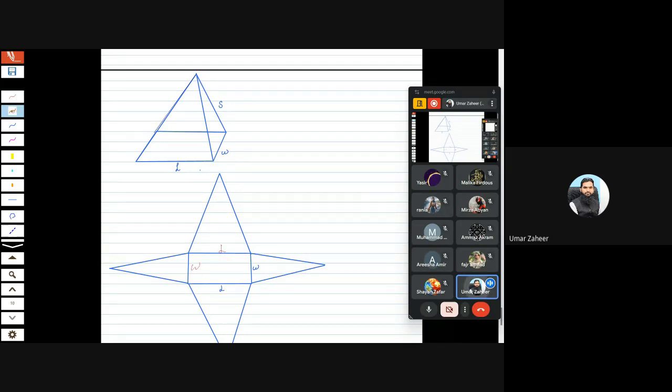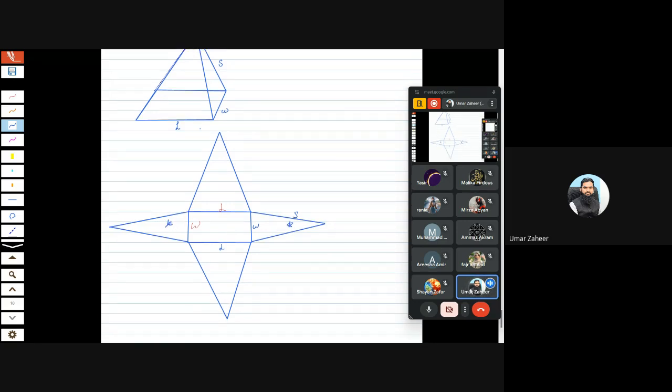If we are going to talk about the height, this one, let's say it is S. So obviously the rest of the heights are going to be S as well because they are going to meet at the midpoint. But this triangle and this triangle are going to be exactly the same. And on the other hand, this triangle and this triangle will be exactly the same.